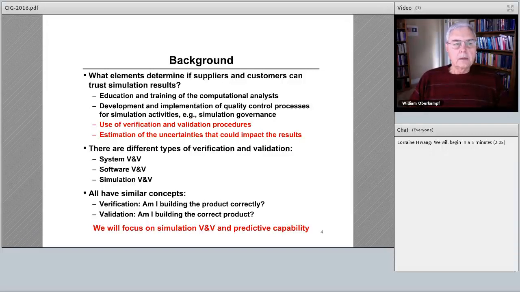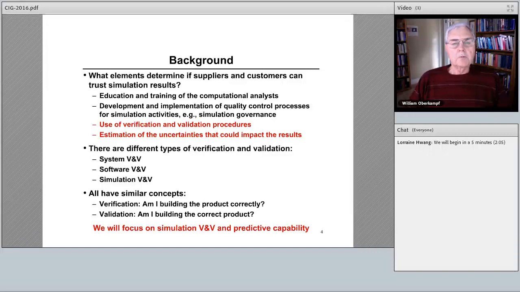What the key elements are, of course, always have been in any technical field. It's education and training of the computational analyst. And I'll usually use the broad term computational analyst, but I also mean the modelers that build the mathematical models. Development and implementation of quality control processes for simulation activities.